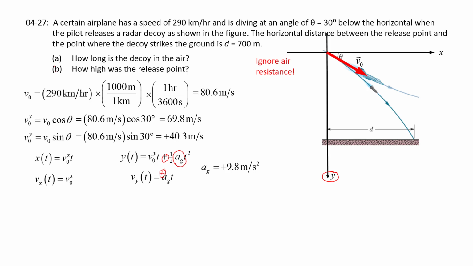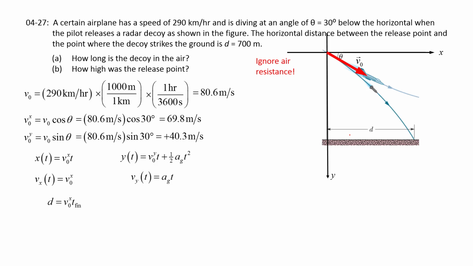Okay, now, how are we going to solve the problem? Well, the question: how long is the decoy in the air? We can work that out because we know the distance d that this thing travels, and we know its velocity in the x direction. So it's just a distance equals v times t kind of problem. I call that t final, the time at which the decoy hits the ground.